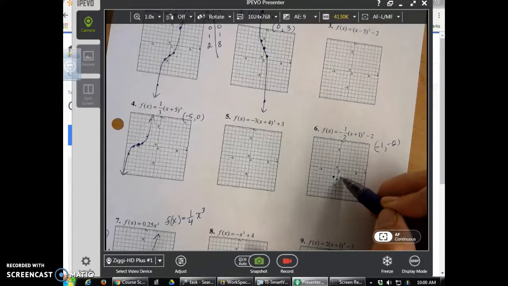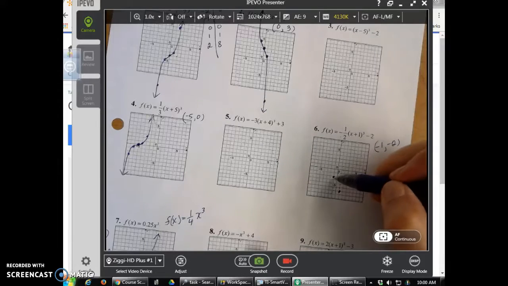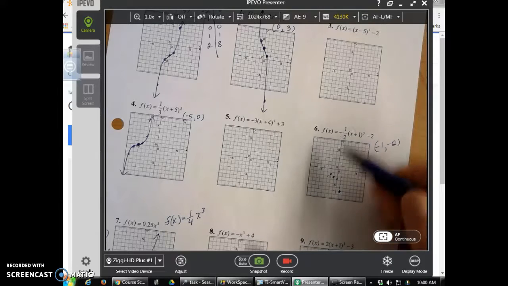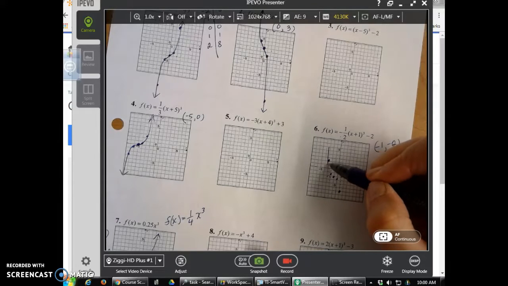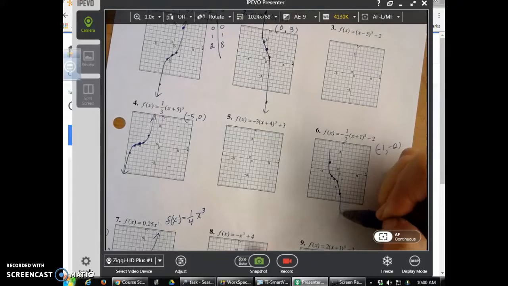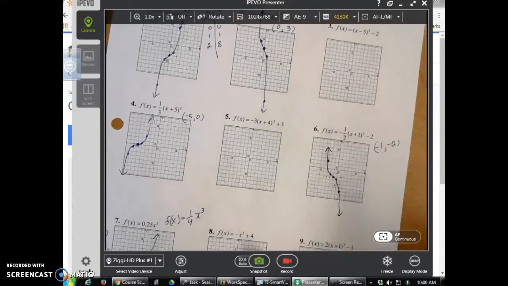2 to the right would normally go up by 8, but instead I go down half of that, which is down by 4. So I'd be down here. 1 to the left, I normally go down by 1, but I go opposite. I go up by 1/2. And then 2 to the left, I'm going to go up by 4. So it'll be up here. And it's been reflected. And then plot all your points there.